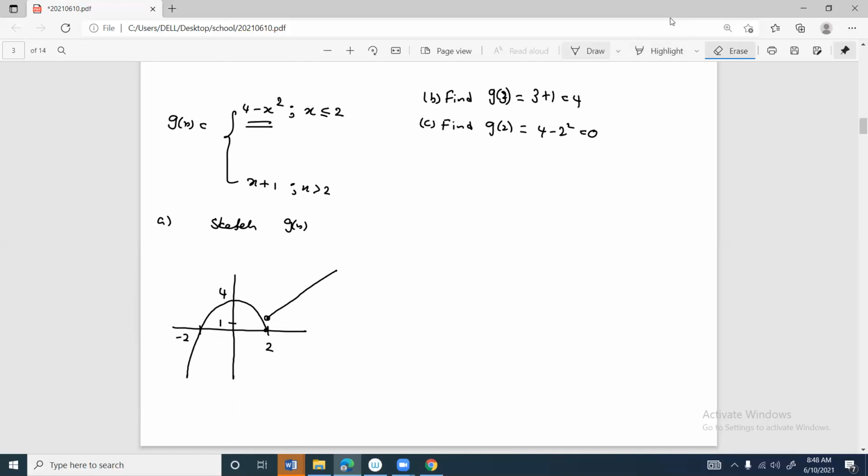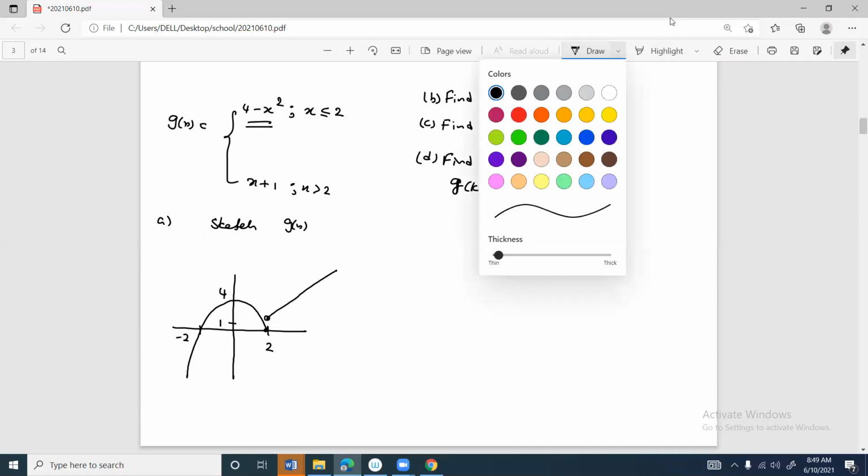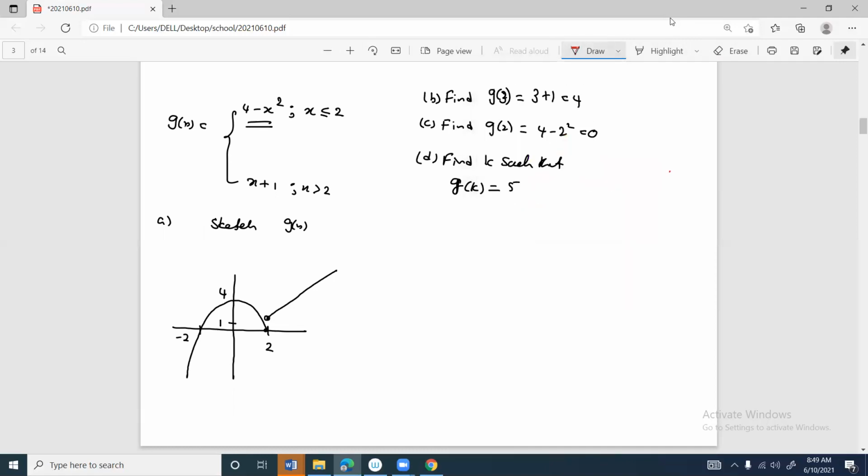Okay. Then the next one is D. Find k such that g(k) equals 5. Now you can see from the graphical approach, if you go ahead, 5 is a value over here. It is not satisfied by the first function. Let's see from the numerical aspect whether this happens or not.